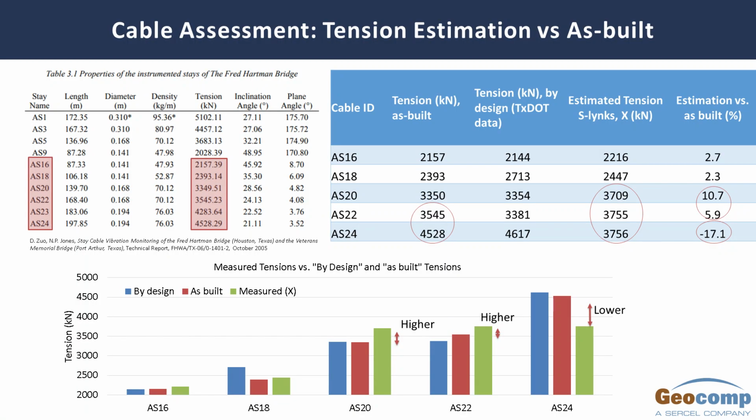So these are the 6 cables we looked at. What you can see in this graph is that the blue ones are the as-design, the red ones are the as-built records, and the green ones are the estimation. For cables 20, 22, and 24, we had some differences.